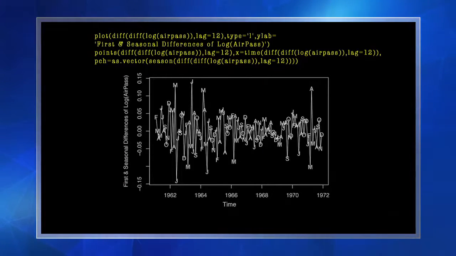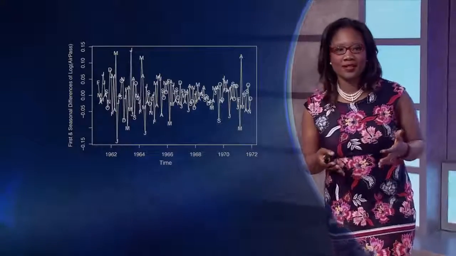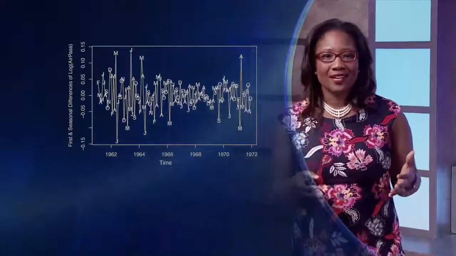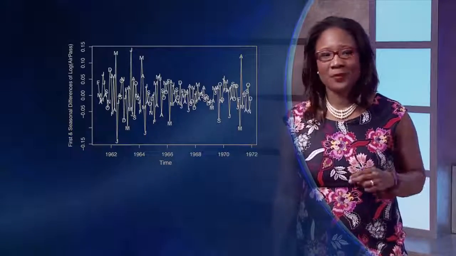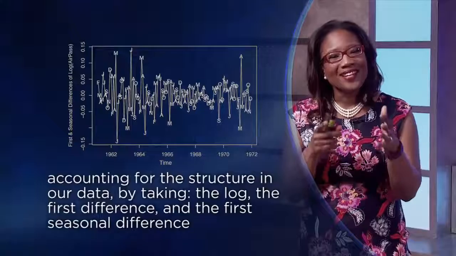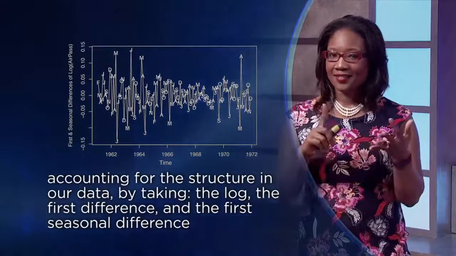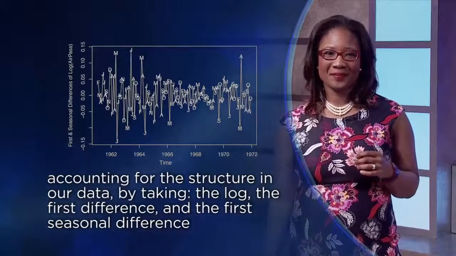Here's the code to do that in R, and here's the corresponding output. Notice now, we no longer see that up and down pattern, and very few of those months are clustering toward the top or the bottom of the graph. Now, we chose to do the plot with seasonal plotting symbols, and the seasonality is much less obvious now. In fact, some of those Decembers are high, some of them are low, some of the Octobers are high, some of them are low. And so we've accounted for the structure in our data by taking the log, taking the first difference, and then taking the first seasonal difference.